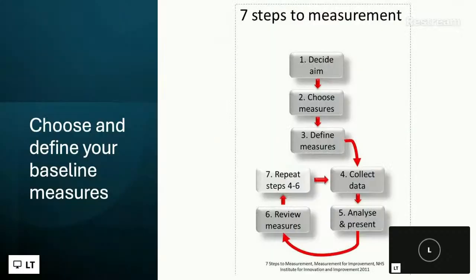Next is to choose and define your baseline measures. Let me introduce you to the 7 steps of QI measurement. So first and again, define your aim clearly. Ask what exactly are we trying to improve. Your aim must be SMART, like what we mentioned in the slide before.